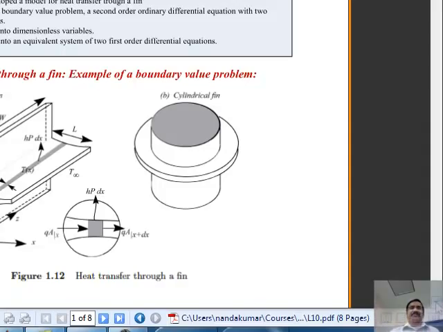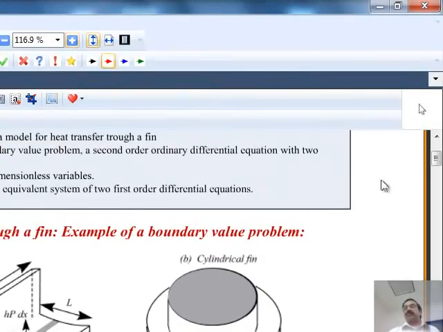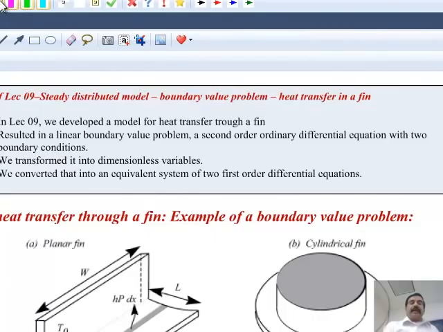from next time onwards. Okay, so in the last lecture, we spent the entire lecture developing a model. That was an example of a model for a steady state but distributed system. The specific example that we took was the fin, and it resulted in a linear boundary value problem. So you should understand the idea of what a boundary value problem is and be able to explain it, for example, in the short question in the first part of the exam.